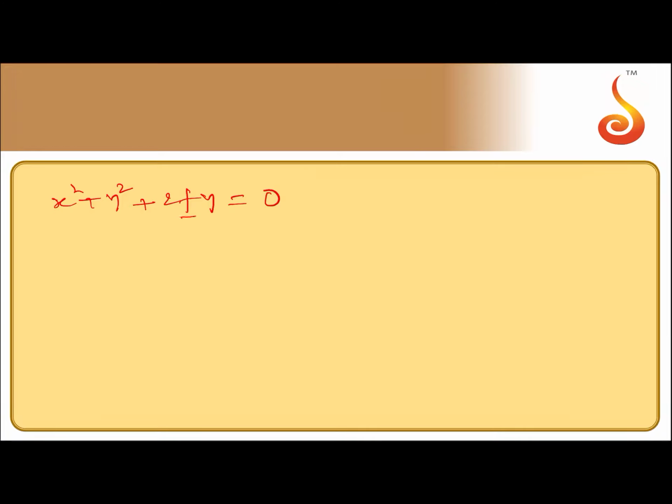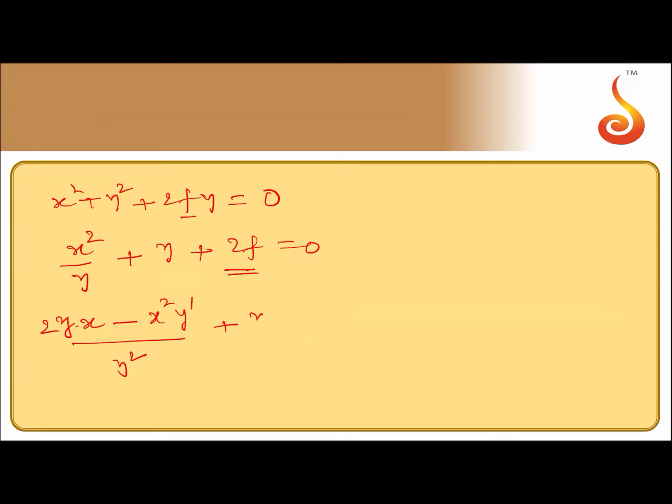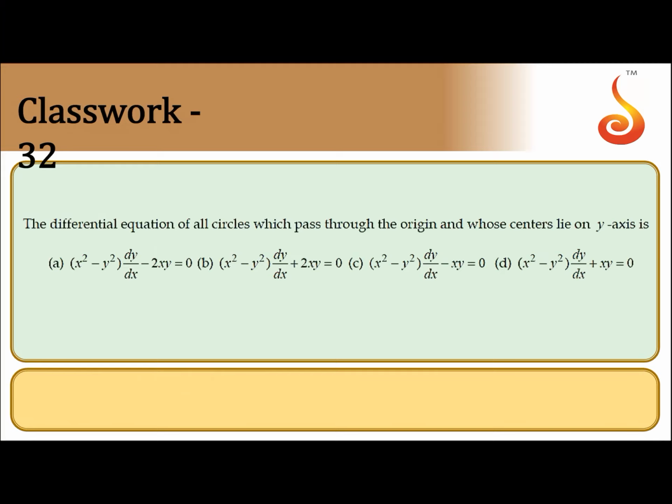To eliminate this one, why can't you divide by y? You can write x square by y plus 2f is equal to 0. Differentiating once, f will be 0. You'll be getting the u by v rule: v multiplied by derivative of numerator minus x square into y dash, divided by y square, plus y dash is equal to 0. And multiplying, you will be getting 2xy is equal to x square minus y square multiplied by dy by dx. So 2xy is equal to x square minus y square into dy by dx. I hope it is the first option.